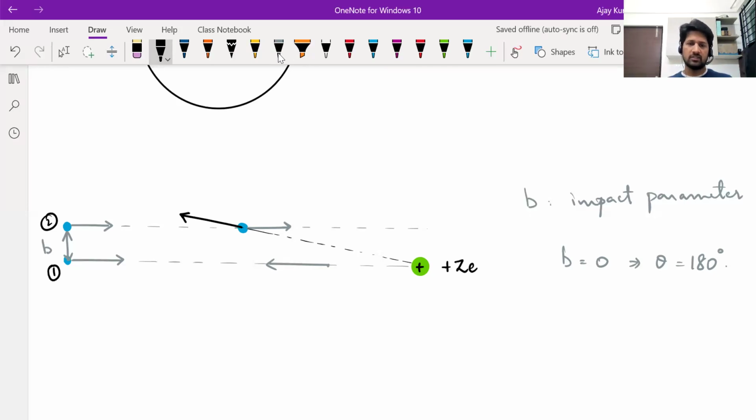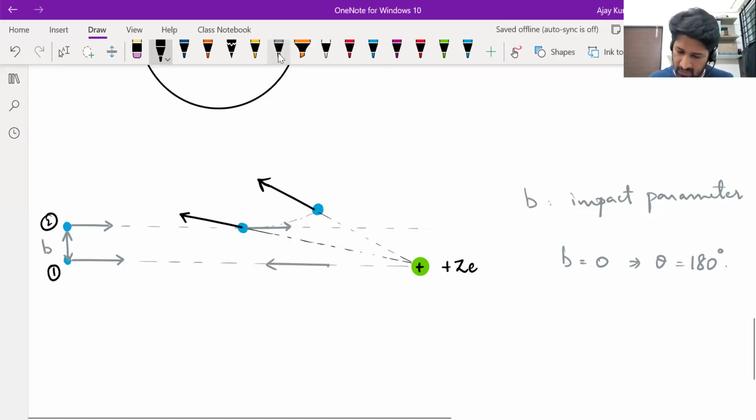Force and velocity are not along the same line, so the particle will deviate from that line. Fine. Let's say it deviates and goes somewhat like this. When it comes to this position, it's even closer to the nucleus, so it will experience an even stronger electrostatic force of repulsion. Force is in this direction. Its velocity was this way, but force is in this direction. As a result, it gets deviated even further and so on.